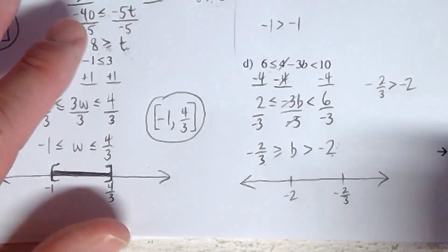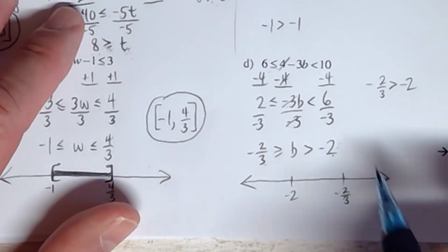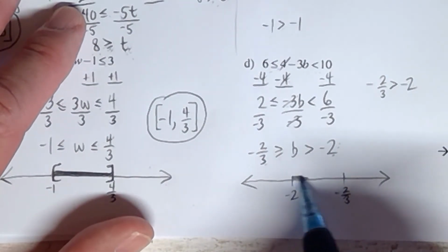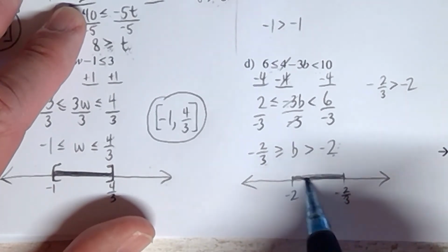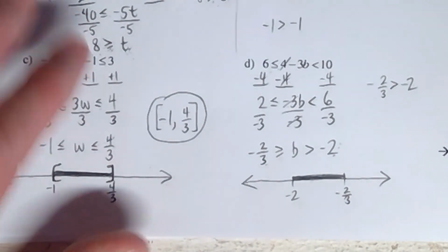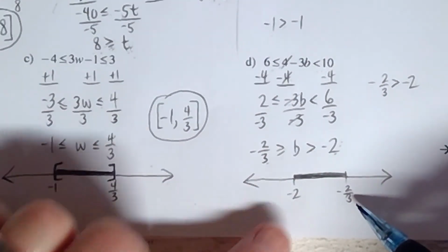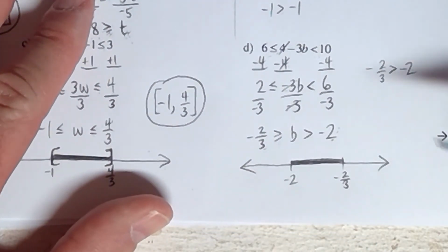Okay, so now what do we do after we get those numbers on there? We always shade the middle when we're doing a three-part inequality. Always shade the middle. And once we do the shading, we then need to do the brackets, just like we've done in all these problems.